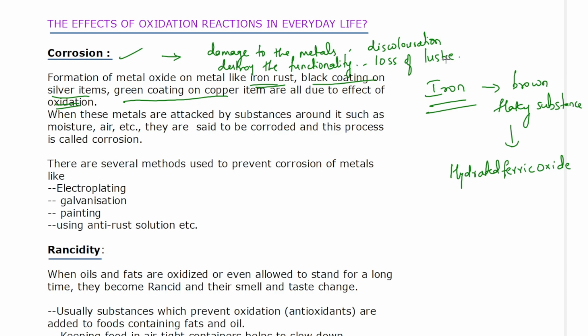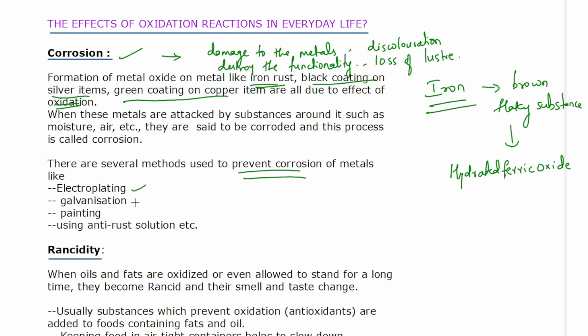You might have seen the railway bridges, the big buildings, or the furniture which are made up of metals, they get corroded. And a huge amount of money is spent in order to prevent corrosion and also replace the corroded materials. So it is very important to prevent the corrosion of metals here. Otherwise, there is destruction in the functionality of these materials. Let's see here how we can prevent the corrosion.